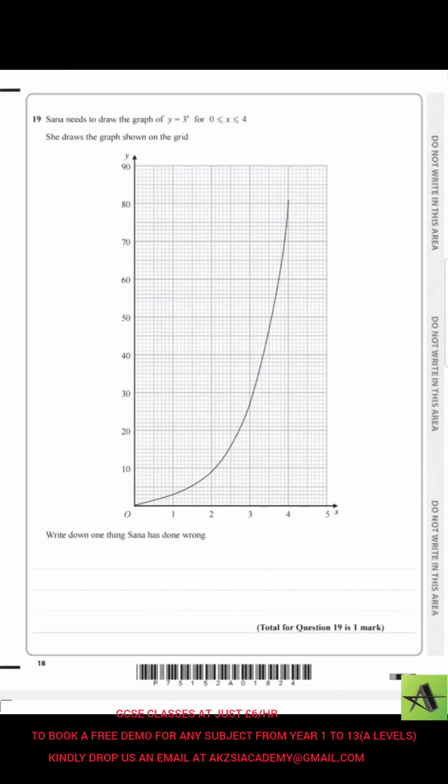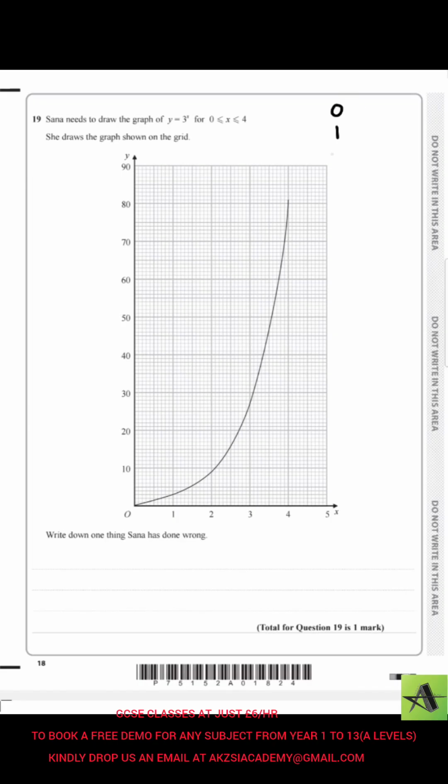Question 19 says Sana needs to draw the graph of y equals 3 to the power of x for x from 0 to 4. She draws the graph shown on the grid. Write down one thing Sana has done wrong. Obviously this is a curve, and the numbers on the y and x axes are also given, so we have to check whether she has plotted the coordinates correctly. Because it's from 0 to 4, it's better to see only the integers between 0 and 4.